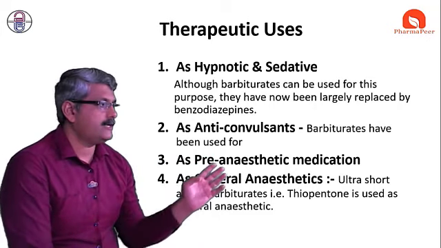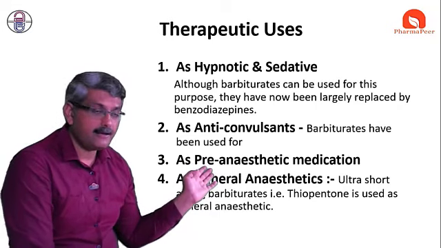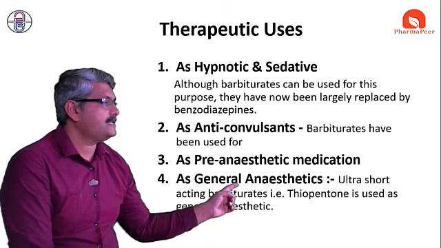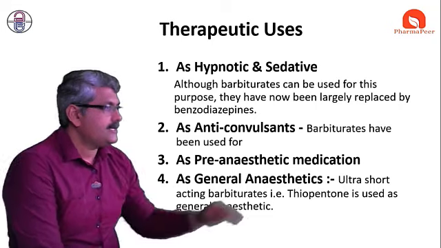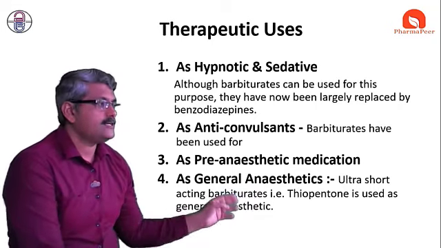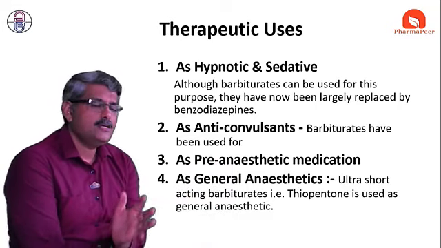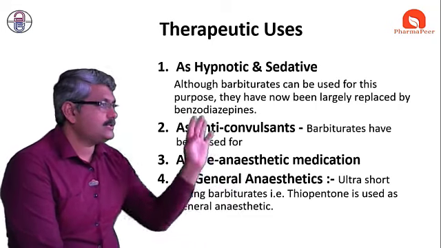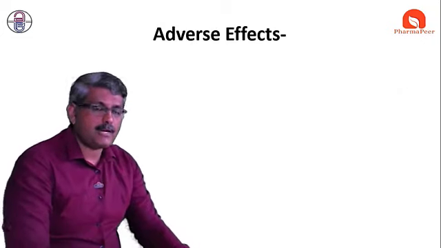It is one of the very common combinations in anesthesia. We had seen why pre-anesthetic medication is needed, and here this drug is used as a pre-anesthetic medication. And next, sometimes it could also be used as a general anesthetic. The ultra short acting barbiturate like thiopental sodium could be used as a general anesthetic because its duration of action is less than 1 hour. That's why it could be preferred as a general anesthetic. So this is about the therapeutic application of the barbiturate.